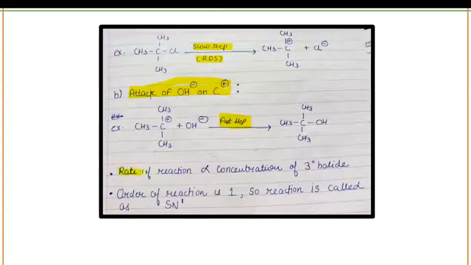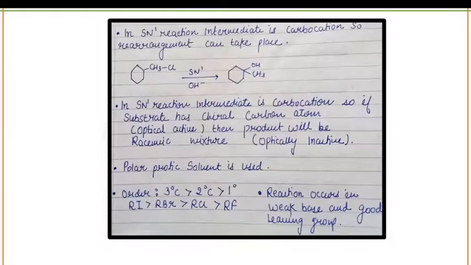Rate of reaction is directly proportional to the concentration of 3 degree halides. Order of reaction is 1, so reaction is known as SN1 kind of reactions. Okay, in SN1 reaction, the intermediate is carbocation. So rearrangement can take place. You have to remember this point. In case of carbocation formation of SN1 kind of reaction, rearrangement can be possible, and the rearranged structures are always more stable than the normal ones.